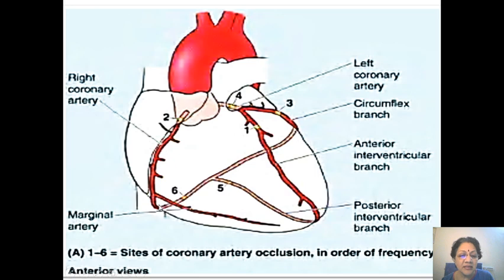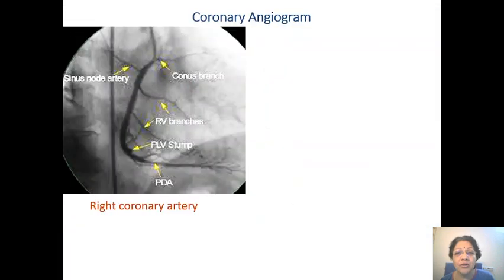And six is the main continuation after giving off the marginal branch, the continuation of the right coronary. So you remember the branches, I won't repeat them. These are the common five to six areas where we frequently see angiography showing us narrowings or blocks.